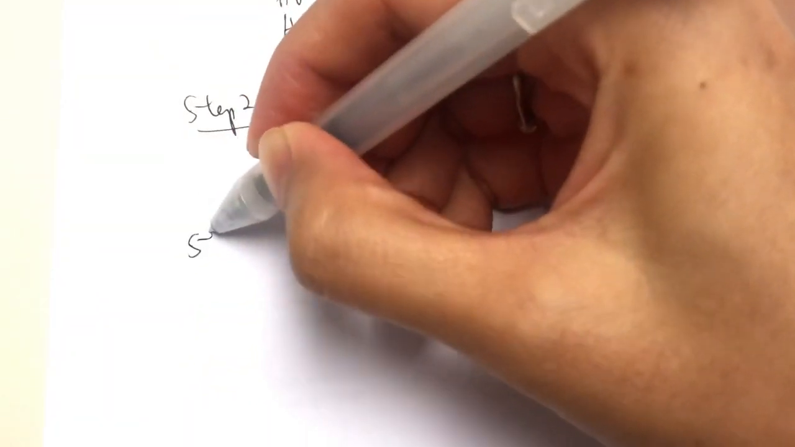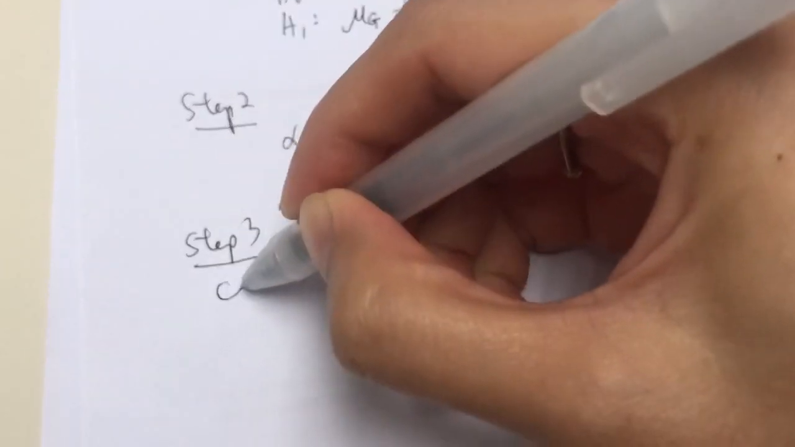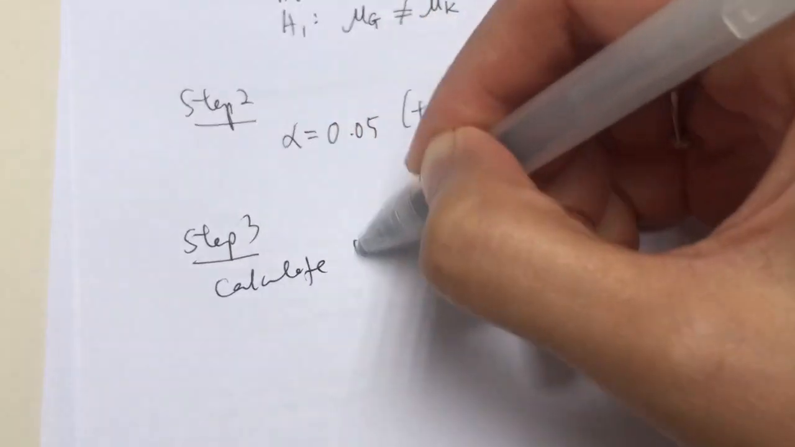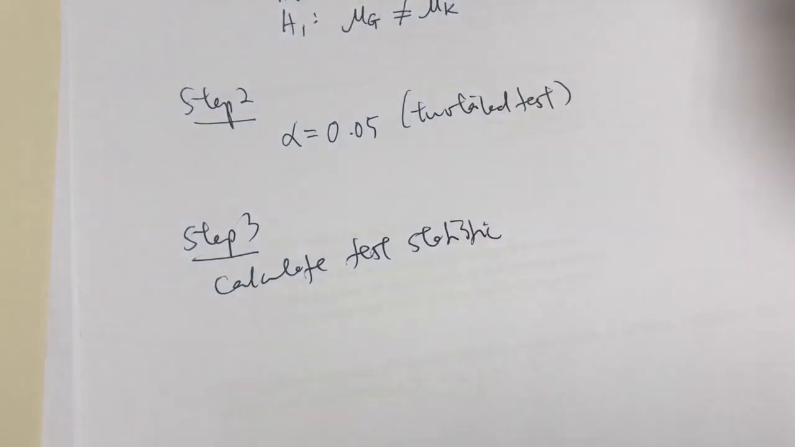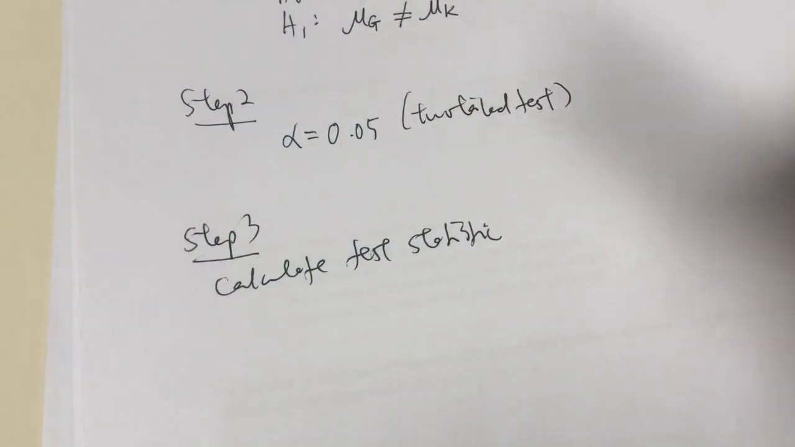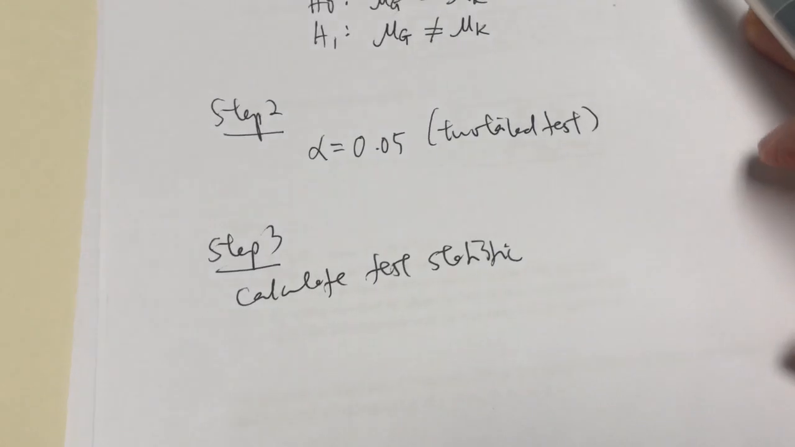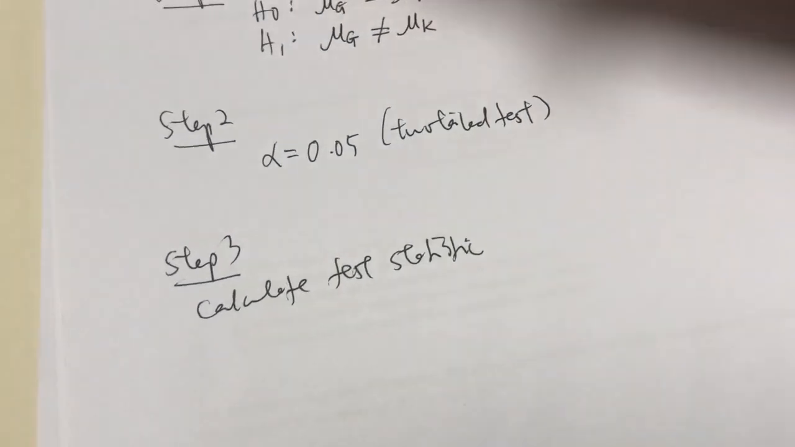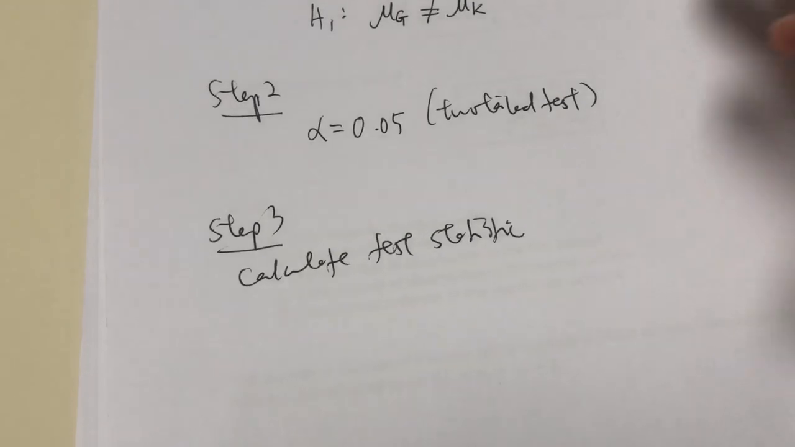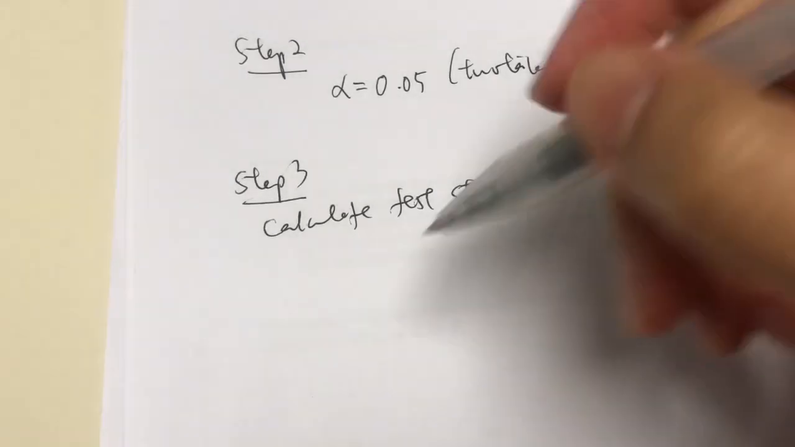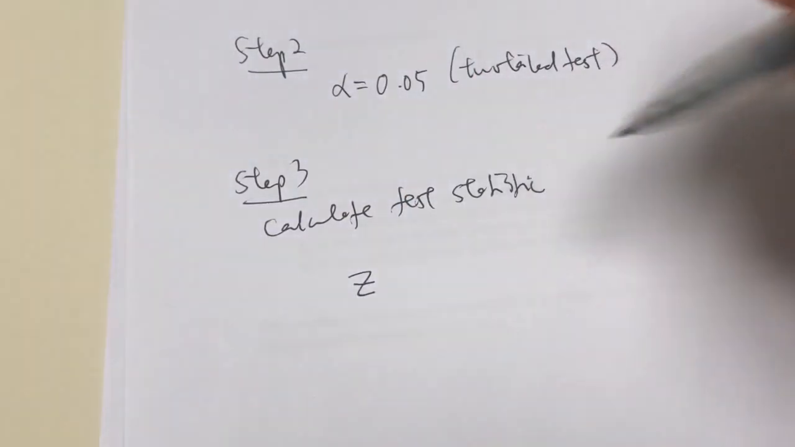Next is step 3, meaning we need to calculate our test statistic. From our story here, we know that the sample sizes are large. One is 35 and the other is 40. And then we know the population standard deviations for both. So it's a clear-cut case where we should use the Z as the test statistic.